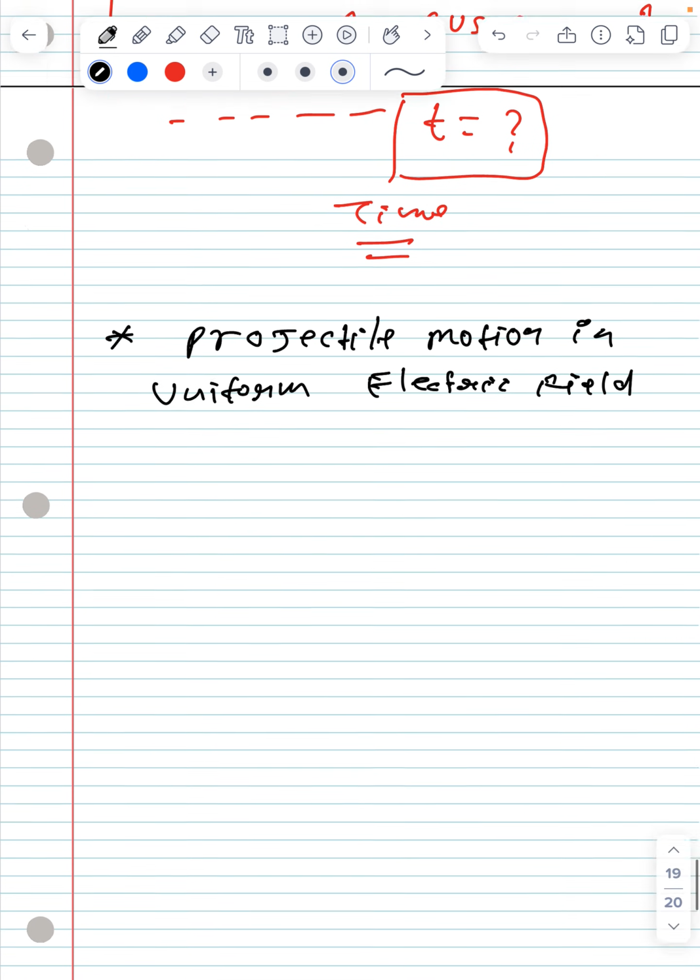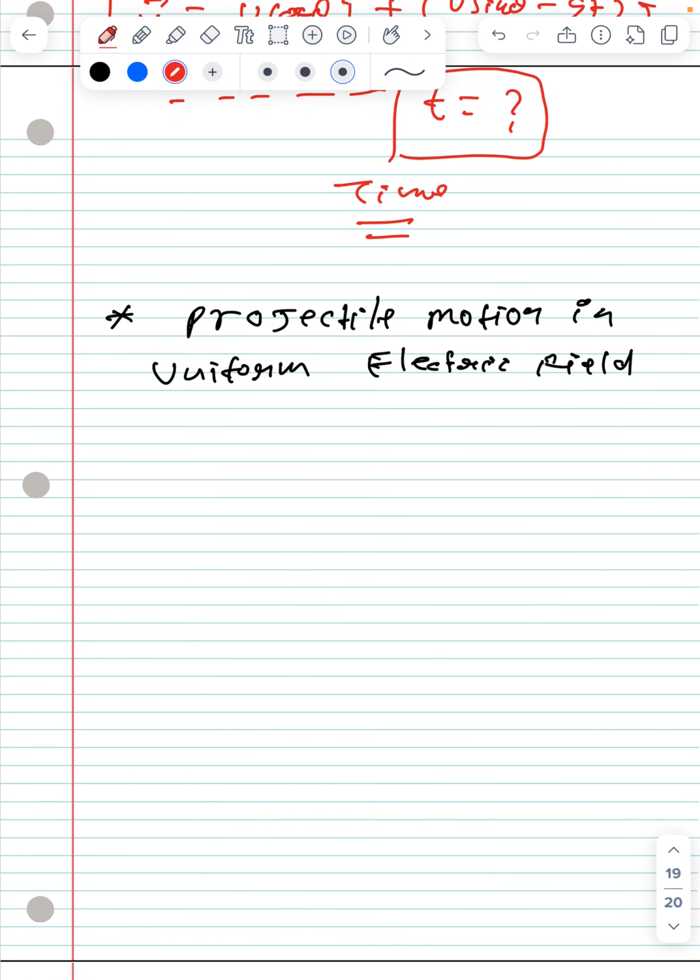And next, the next topic of projectile motion: projectile motion in a uniform electric field.